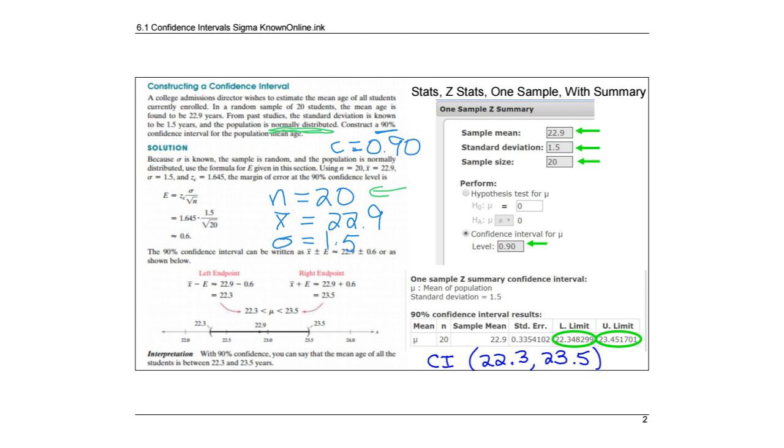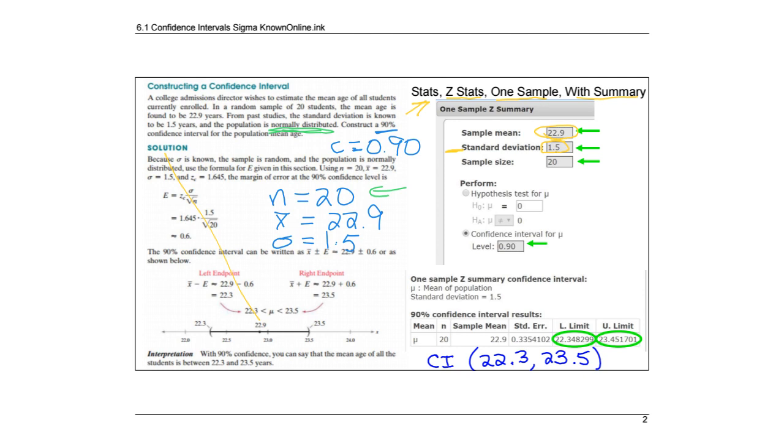All right, so I think we have everything we need from the problem. We are not going to worry about doing this by hand. We're going to come over here and go into StatCrunch. We're going to hit Z Stat, one sample with summary. This is on your resource sheet as well. First we're going to put in the sample mean, that's 22.9. Notice this does not say the sample standard deviation. This is actually the population standard deviation, so we're going to put 1.5 in. StatCrunch is going to take care of adjusting that for us.